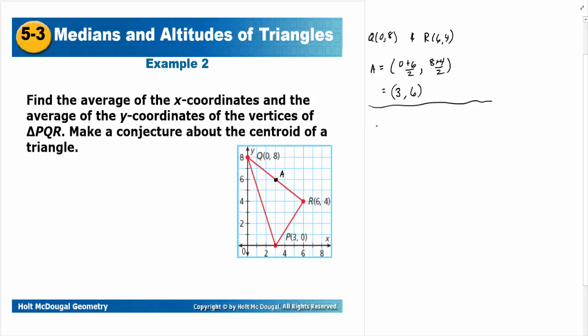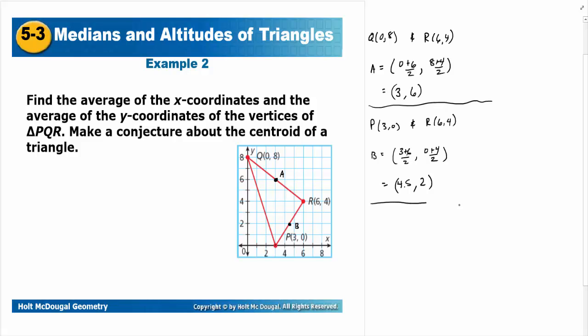And then I'm going to do PR. So P is 3, 0 and R is 6, 4. I'm going to call this point B. So it's going to be 3 plus 6 over 2 and 0 plus 4 over 2. So 9 over 2 is 4.5. 4 over 2 is 2. I'm going to plot that point. So B is going to be at 4.5 comma 2. You can kind of see it right there.